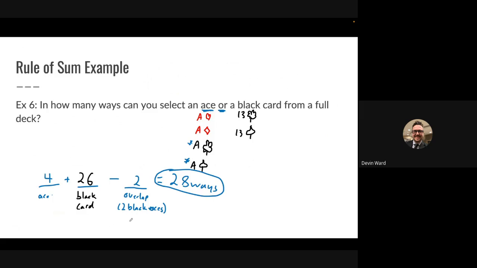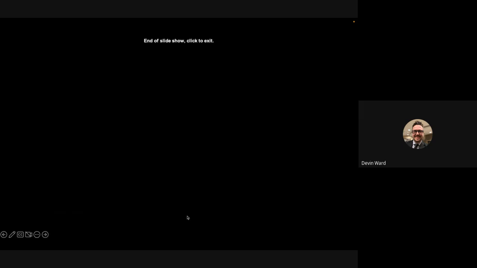So just remember, we just have to subtract the overlap. We'll see that a lot more when we get into factorials as well.